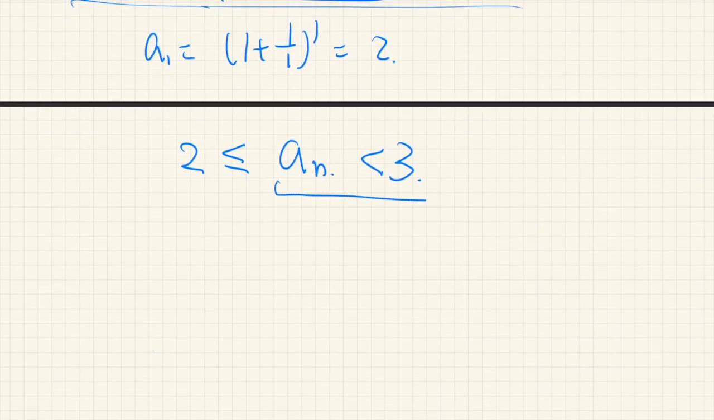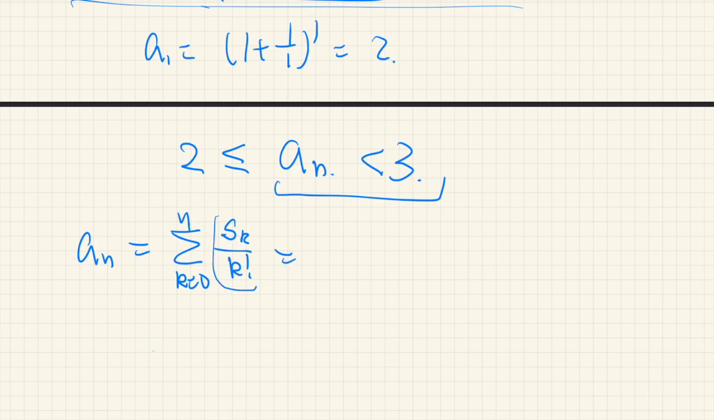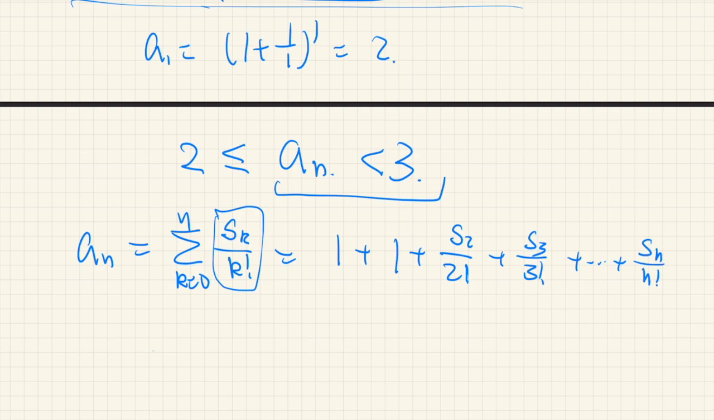Okay, to prove this part, we use the previous expression we used to prove the monotone increasing property: the sum over k from 0 to n of s_k over k factorial. When k is equal to 0, this term is 1. When k is equal to 1, it's also 1. For k equal to 2, let's just leave it like this: s_2 over 2 factorial, and s_3 over 3 factorial, and so on, up to s_n over n factorial.